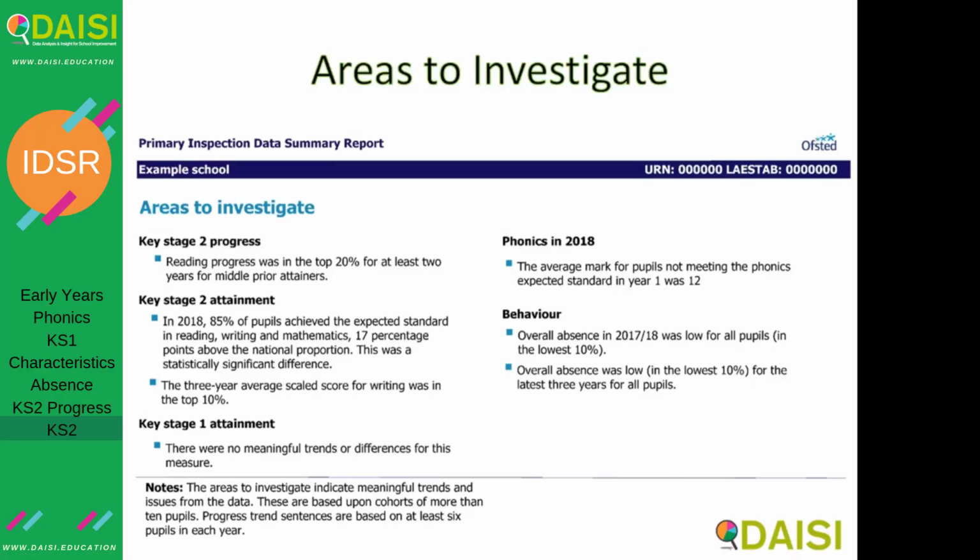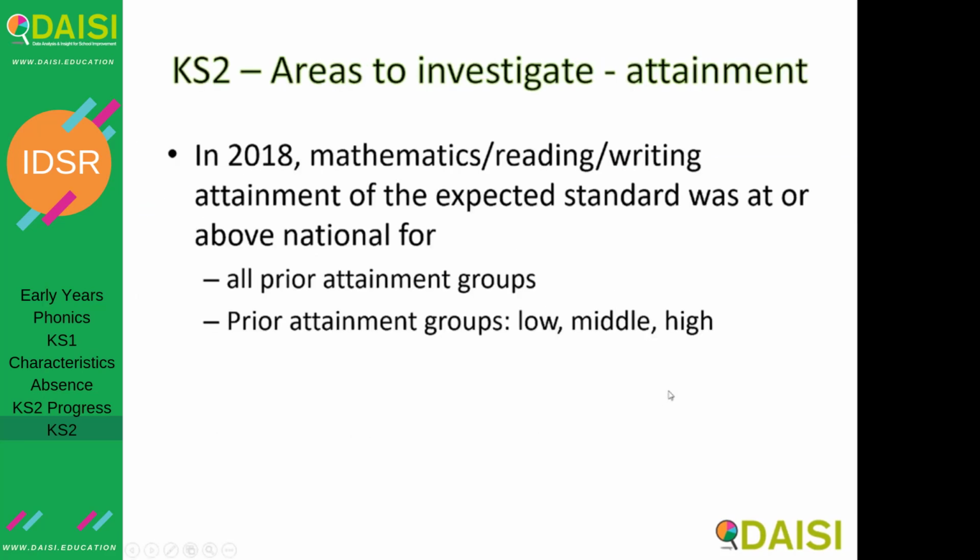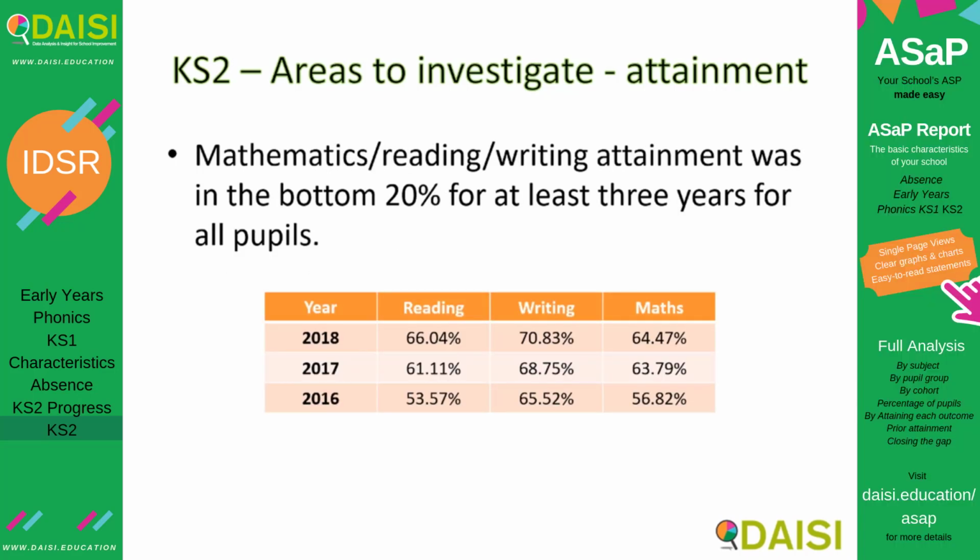So here are some areas to investigate for Key Stage 2. Name of subject. So we're not talking science here, or GPS, we're talking maths, reading, writing. Was at or above national for all prior attainment groups, or for your low, middle and high prior attainment groups. So you can see the percentages needed in the ASP. Alternatively, were you in the bottom 20% for at least 3 years for all pupils?